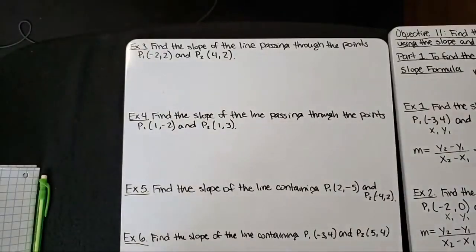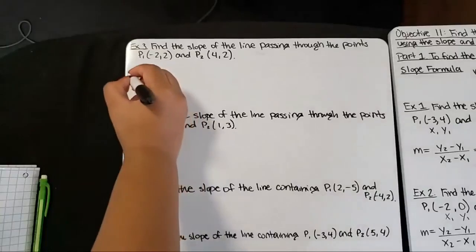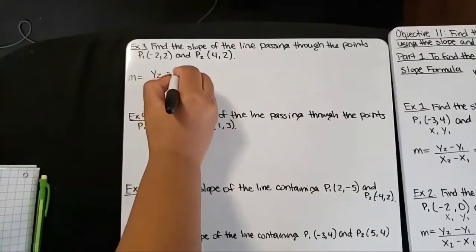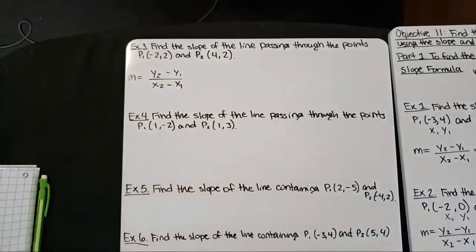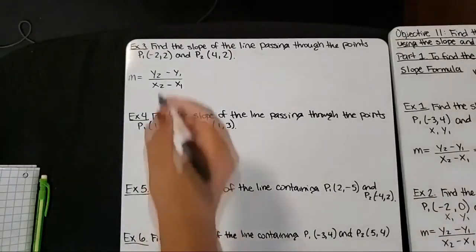Example 3, find the slope of the line passing through the points. They give us 2 points, so we're finding slope, and that means we need to use our slope formula. The first thing you need to do is write it out: m equals y2 minus y1 over x2 minus x1. Then you need to identify what your x1, y1, x2, and y2 are.